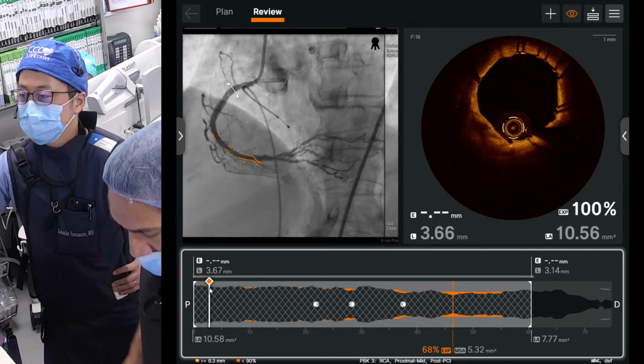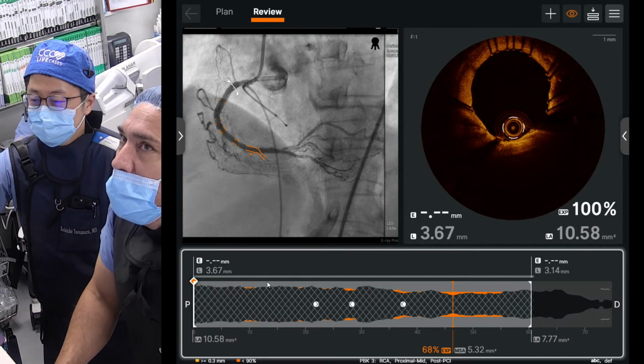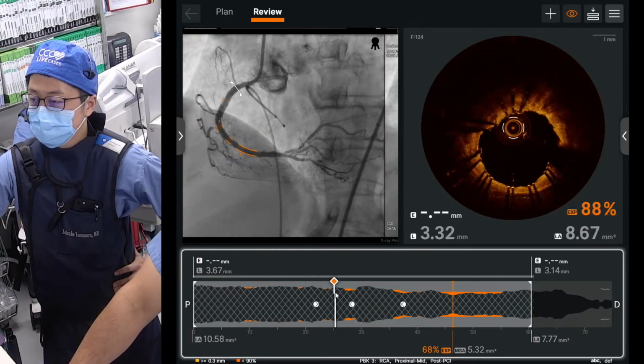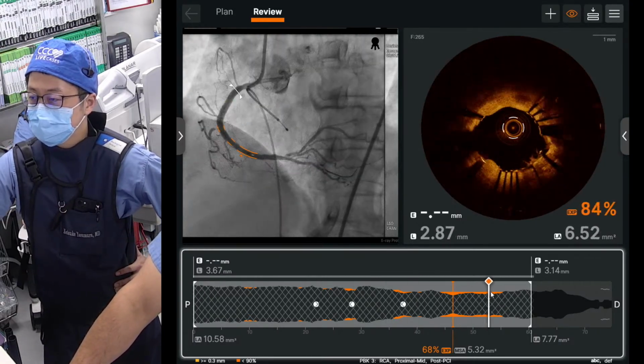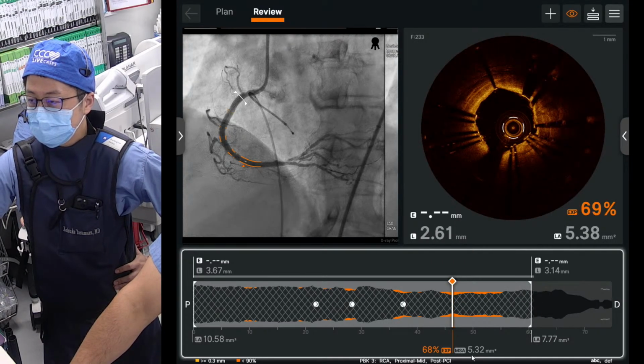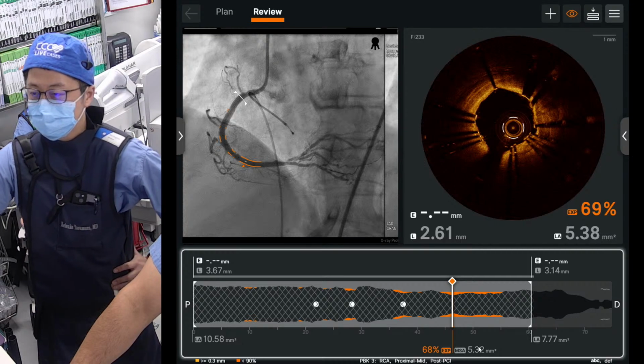Now we see 10. The apposition is wonderful here. Actually, we don't see the proximal edge of the stent because it's a very long stent. But as far as I see, all well expanded and no distal edge dissection. And the MSA is 5.3. This is the distal part, but it's more than 4.5, so it's an optimal result.